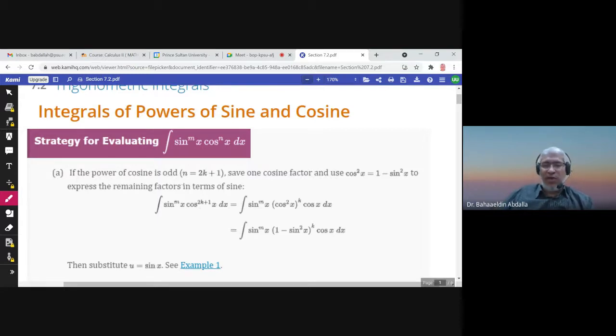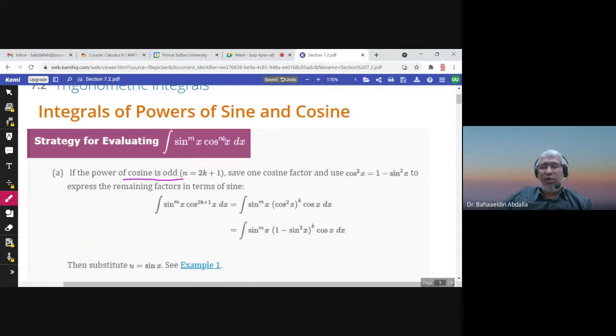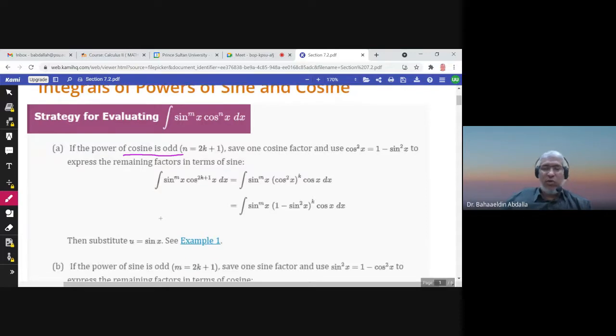We have three cases. The first case: if the power of cosine is odd. So we have, for example, cosine to the power 1, cosine to the power 3, cosine to the power 5, cosine to the power 7, odd numbers. If the power of cosine is odd, without looking at the power of sine, we will take u to be sine x. So we substitute u to be sine x. Put this in your mind.